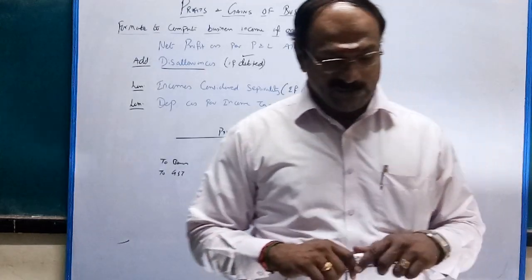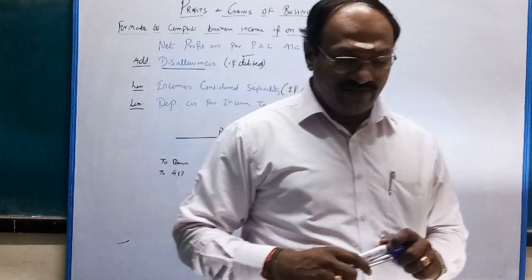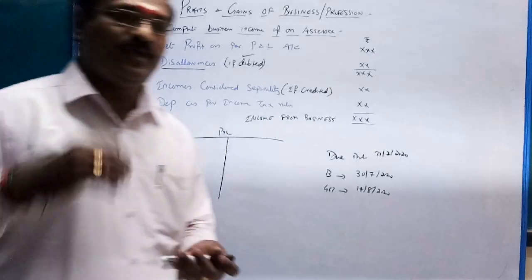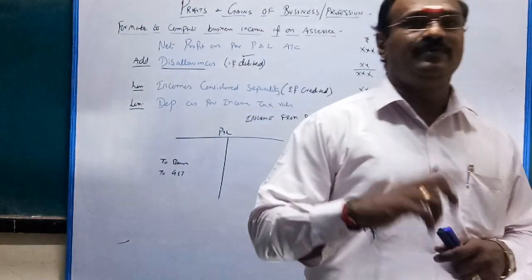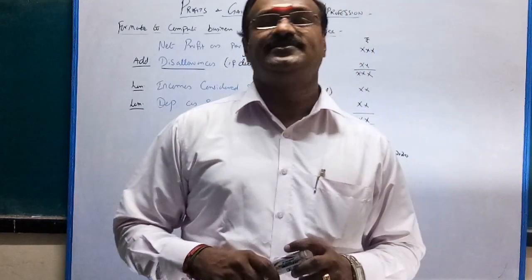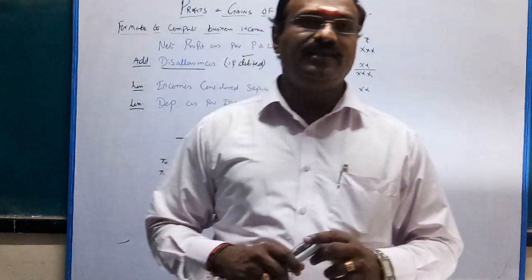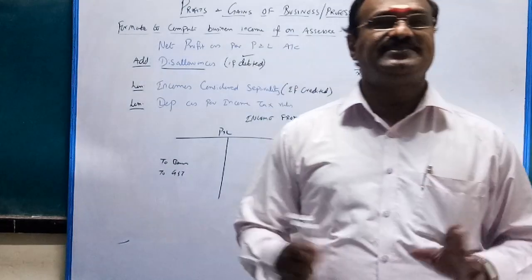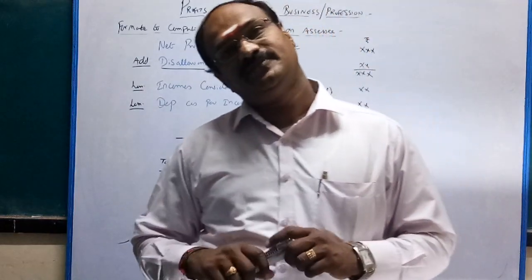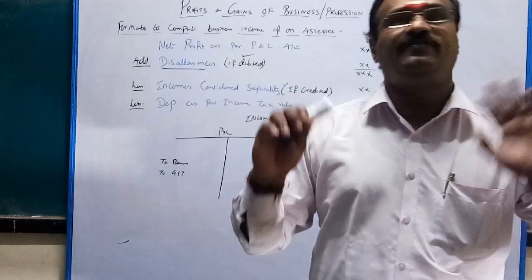Very good. Next, payment of rent exceeding the limit without TDS. What are you going to do? Any expenditure which attracts TDS, if you make the payment without TDS, then 30% of the amount will be disallowed. So in this case, 30% of the rent will be disallowed. Any doubt? Fine.